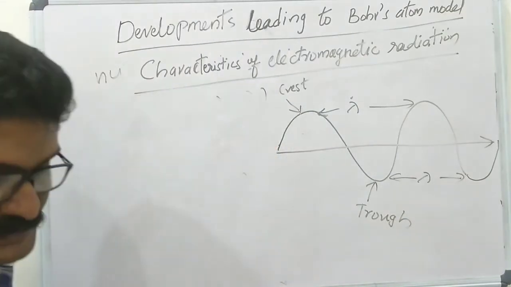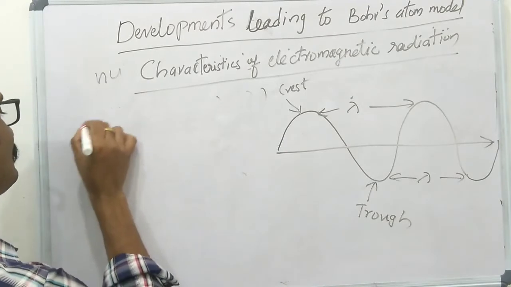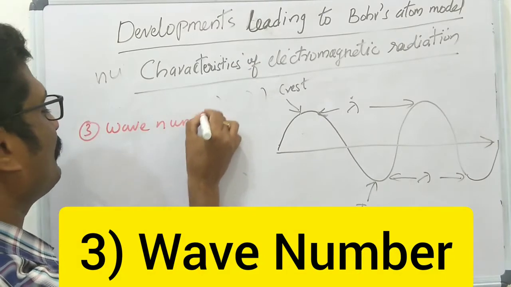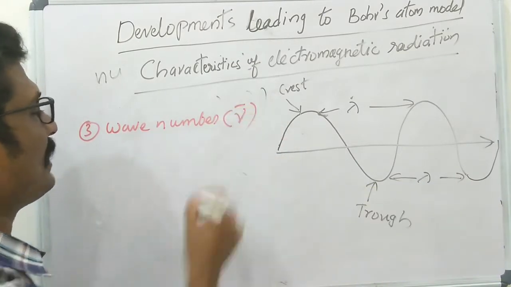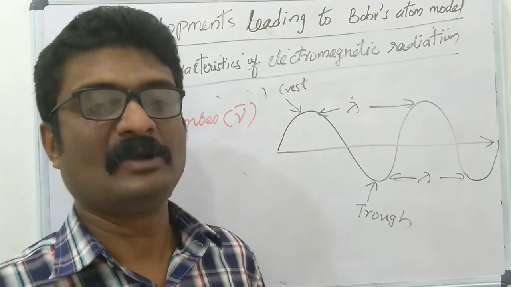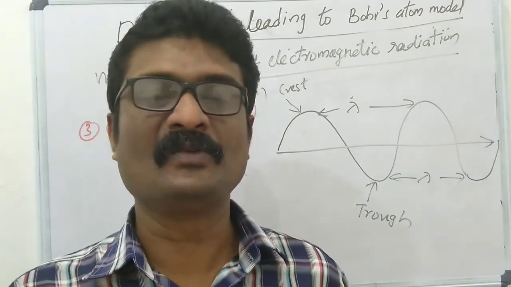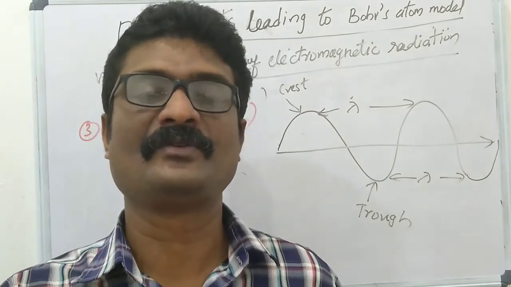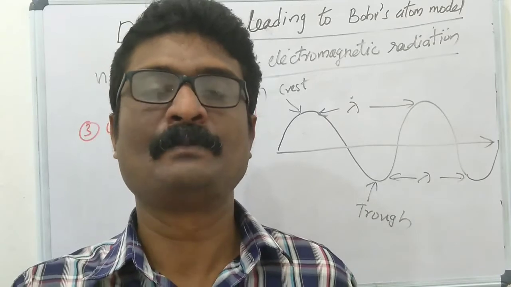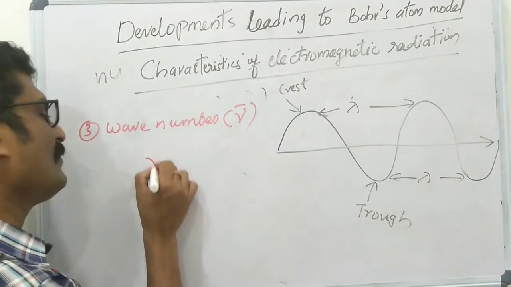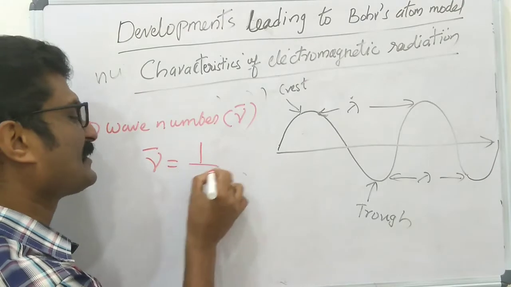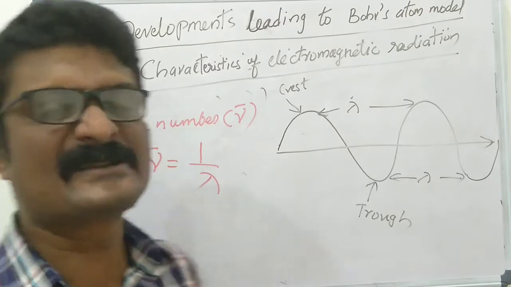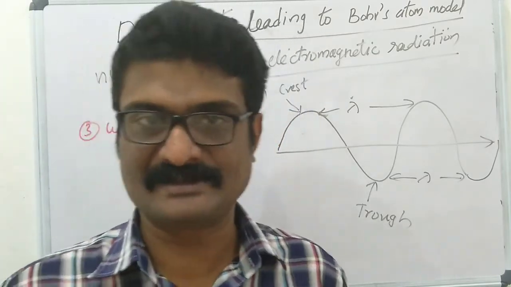Next, number 3, wave number. Its symbol is nu bar. Wave number is the number of wavelengths per centimeter, and wave number is the reciprocal of the wavelength. Nu bar is the symbol. It is the reciprocal of the wavelength.